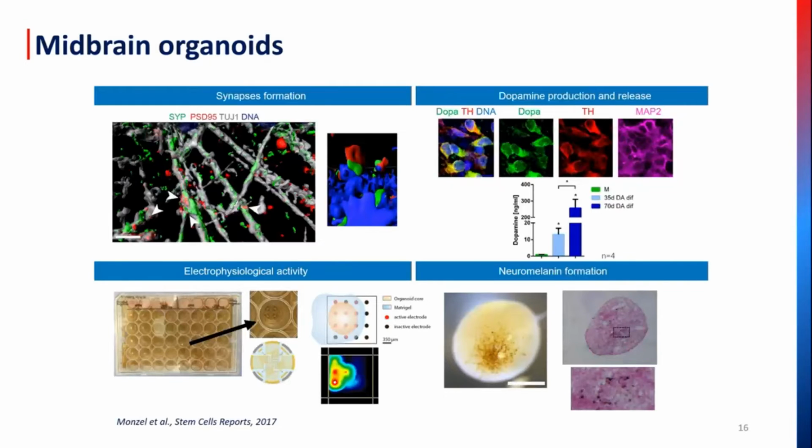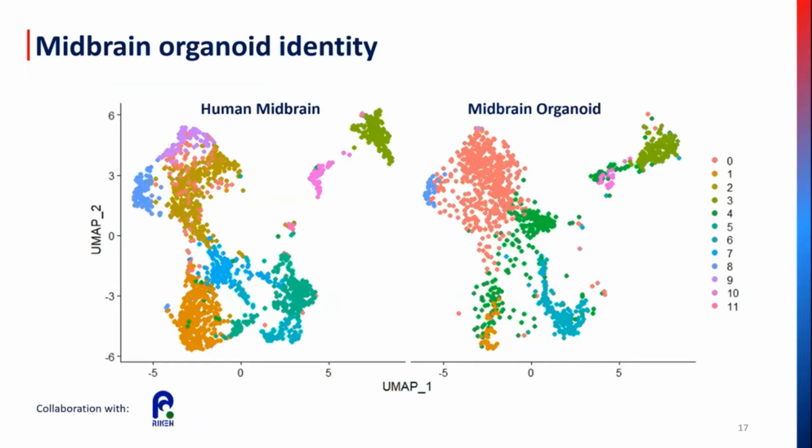These organoids do not only show the cells present in the midbrain, but also present functional characteristics like synapse formation and also dopamine production, which is the neurotransmitter that is released by dopaminergic neurons. And they also show synaptic activity through spontaneous firing of the neurons, and also neuromelanin formation, which is the dark pigment I mentioned before that is characteristic of these dopaminergic neurons in the substantia nigra.